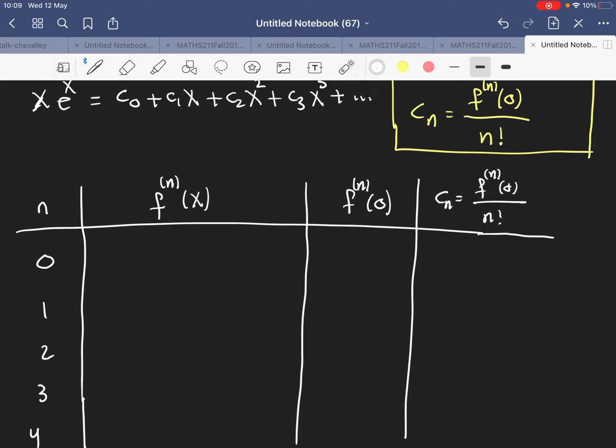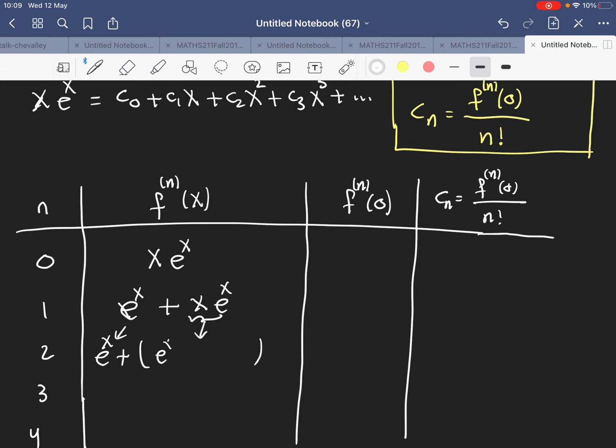Now, what is my function? My function is x e to the x. What is the 0th derivative? It is the function itself, so it is x e to the x. Now, what is the first derivative? Just take the derivative of this one using the product rule. The product rule says that it will be the derivative of the first times the second plus the first times the derivative of the second. Take the derivative again. This is e to the x plus the derivative of this one again here.